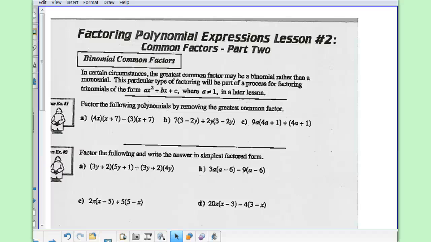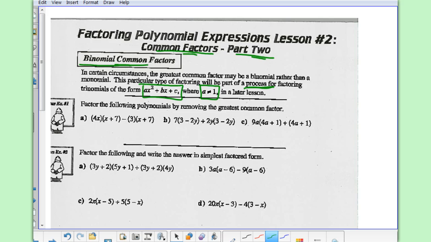Hello, Math 10C. We are carrying on with factoring common factors part 2, but in this case we're going to be dealing with a special case, a binomial common factor in a question. The reason for this is that there are going to be something called tough trinomials where a is not 1, and you're going to need this process in order to factor that. That's going to happen, I believe, in lesson 5.